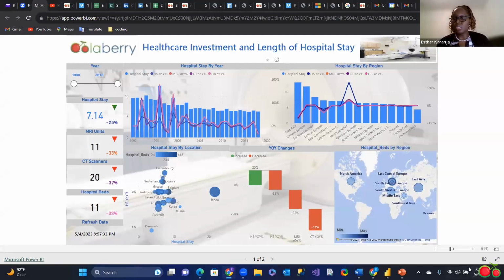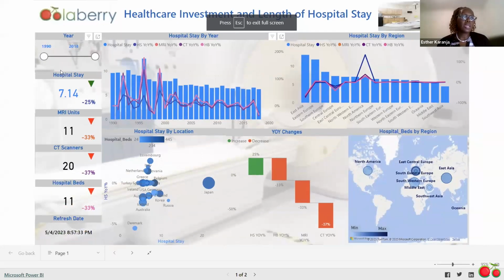As you can see in the dashboard, I have a slicer which slices by year. My major investments here are MRI units, CT scanners, and hospital beds. Then the sub KPIs are year over year for hospital stay, MRI units, CT scanners, and hospital beds. And we also have the main KPIs, which are the average days spent in the hospital, or hospital stay, average MRI units investment, CT scanner investment, and hospital beds.